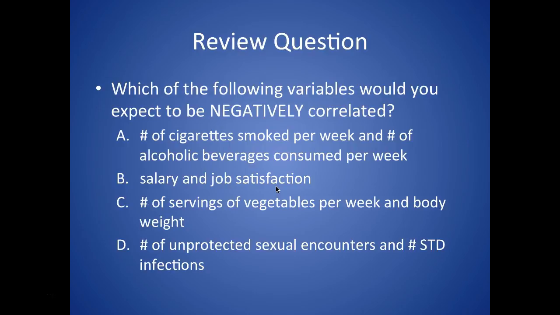You eat a lot of vegetables, you're not going to gain as much weight typically, and you have lower body weight, so that's a negative correlation. Number of unprotected sex encounters and the number of STD infections, positive correlation. You're not careful of what you're doing. You have lots of partners, you're going to have higher STD infections. That's positive correlation.